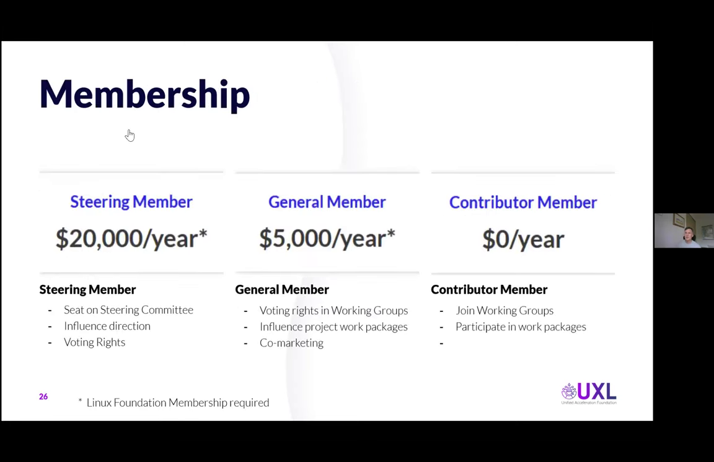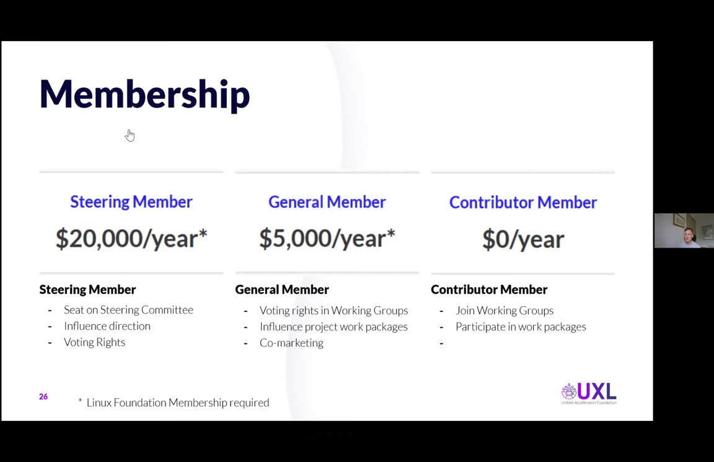And this gives you an idea of the membership levels. So you can join as a steering member. That's the fee. In addition to the fees for the steering and general members, you do need to be a Linux Foundation member as well. At the steering level, you get a seat on the steering committee, as you'd expect. You obviously have an opportunity to influence the direction of the foundation. You have voting rights that come alongside that as well. So that's obviously a way to have an influential role.